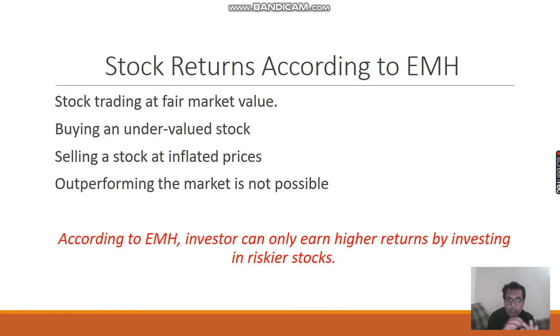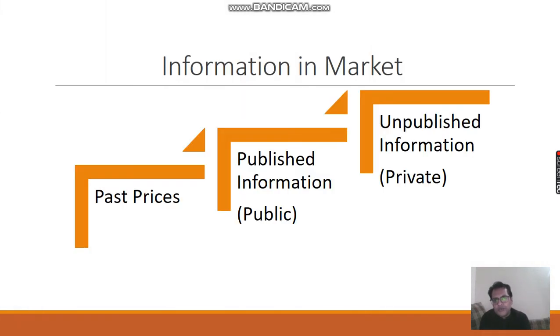There is no investment strategy, no technical analysis or fundamental analysis that can help investors get abnormal returns, and no possibility that an investor earns abnormal returns by simply making a smart choice of stocks or using timing. This is not possible. The only possibility is that you invest in a riskier stock and then you will get higher returns. If we talk about the information in the market, there are three types of information.